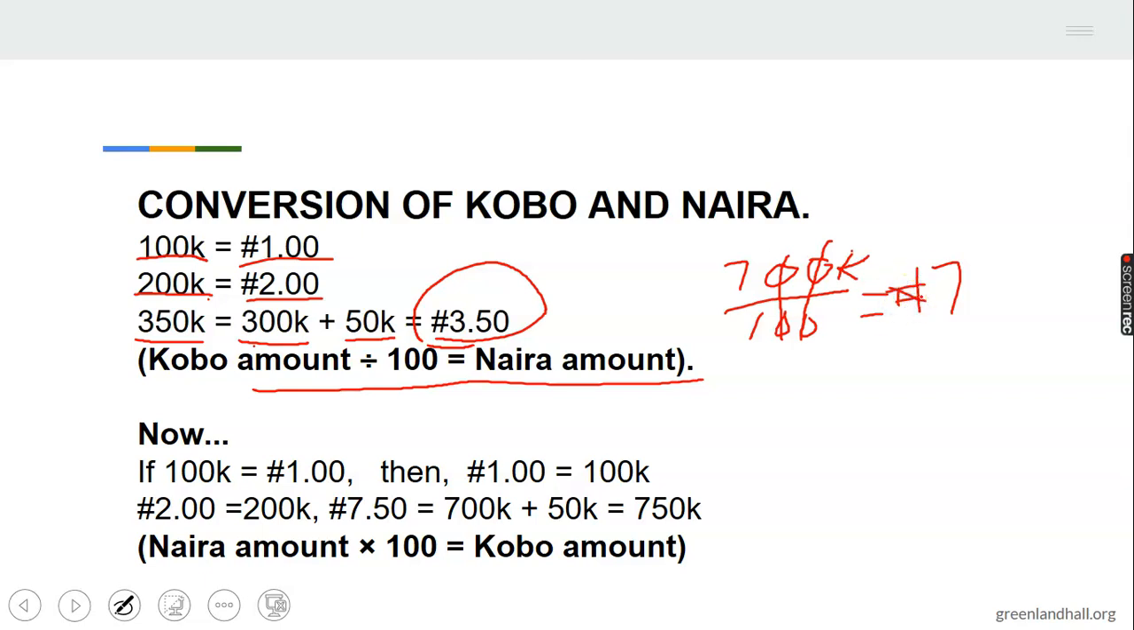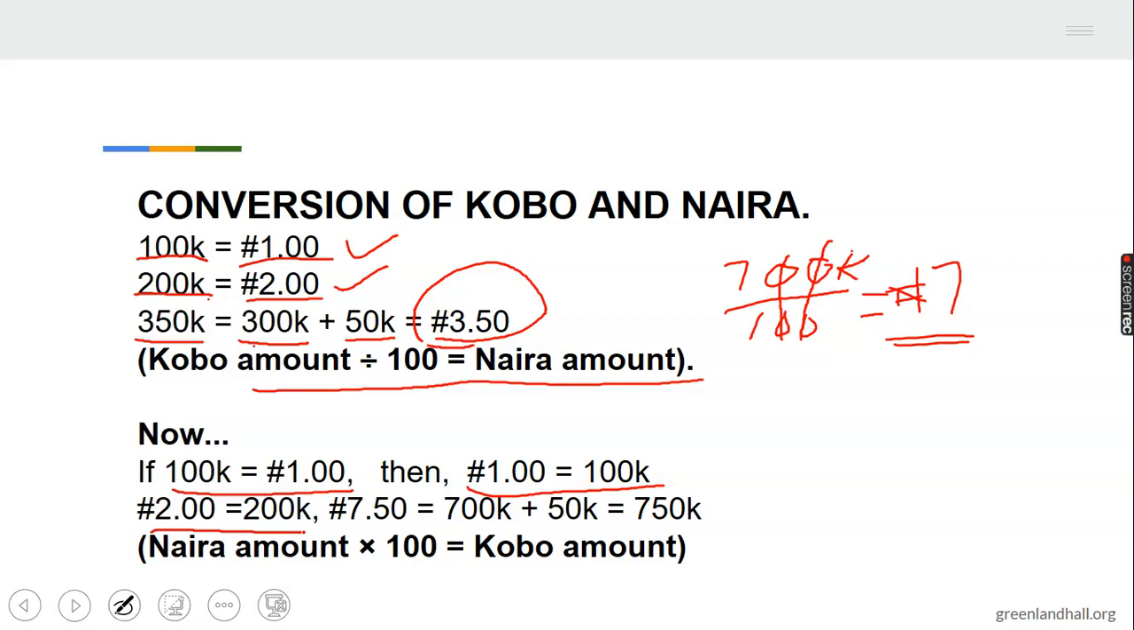And it's the same thing here. 100 kobo, 1 naira. 200 kobo, 2 naira. 300 kobo, 3 naira. 400 kobo, 4 naira. 500 kobo, 5 naira. 600 kobo, 6 naira. 700 kobo, 7 naira. That's the same thing we got here. Now, if our 100 kobo is 1 naira, that means that our 1 naira is also 100 kobo. I've just changed it the other way around. 100 kobo is 1 naira, then 1 naira is 100 kobo. And if 1 naira is 100 kobo, 2 naira would be 200 kobo. 7 naira is 700 kobo.